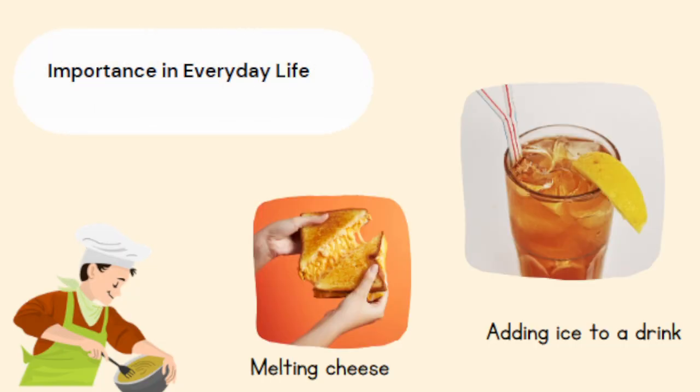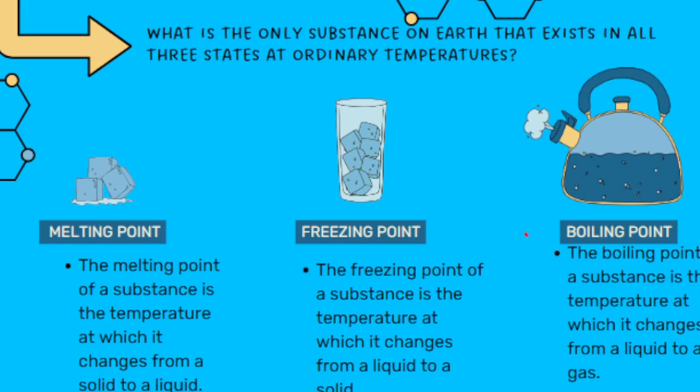And what is the importance of physical changes in our everyday life? Examples include melting cheese, adding ice to a drink, baking and mixing different ingredients, dissolving cooking materials, and boiling water. These are all part of our lives. I have a most important question: what is the only substance on earth that exists in all three states at ordinary temperature? That is water. Water exists in all three forms: solid, liquid, and gas.